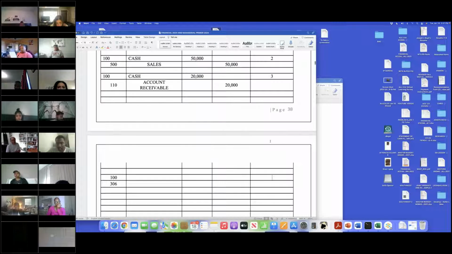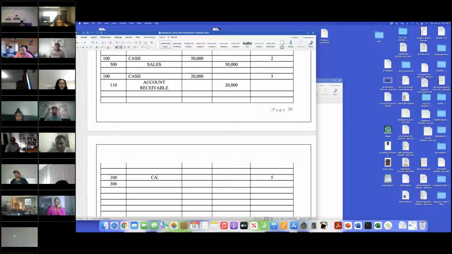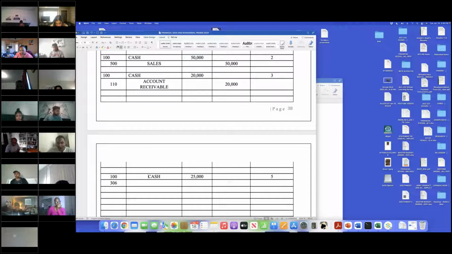And we borrowed how much? So we're debiting cash 25,000. We're crediting what? 25,000. To what? Short-term note payable. I'll just put ST note payable.